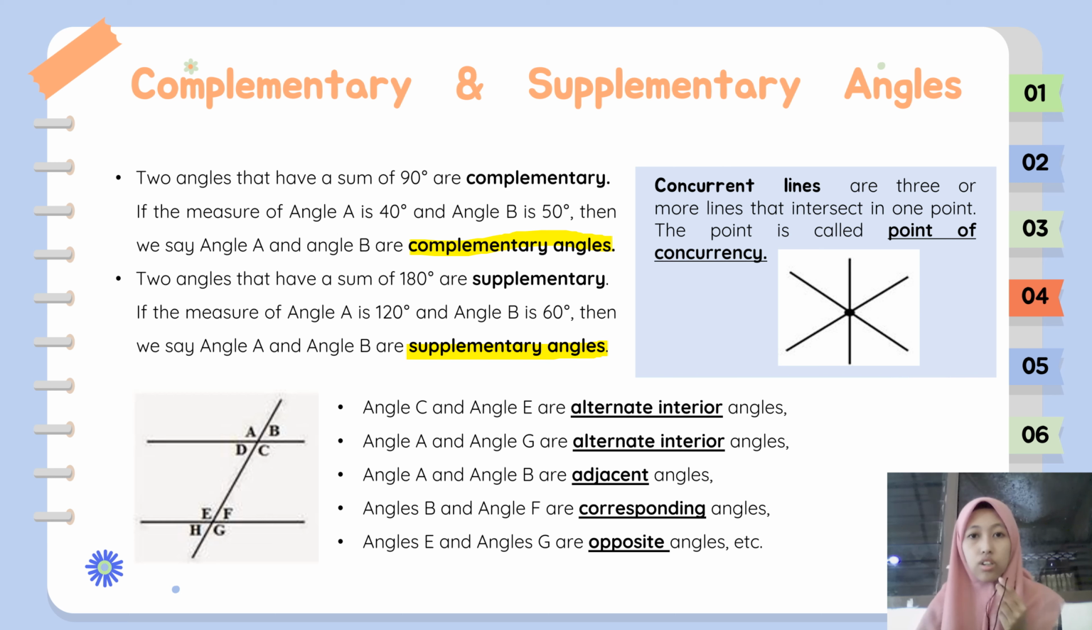So the next is concurrent lines. Concurrent lines are three or more lines that intersect at one point. This is one point. The point is called the point of concurrency.